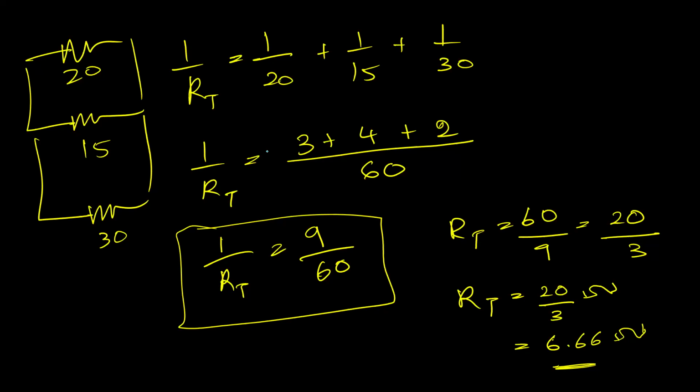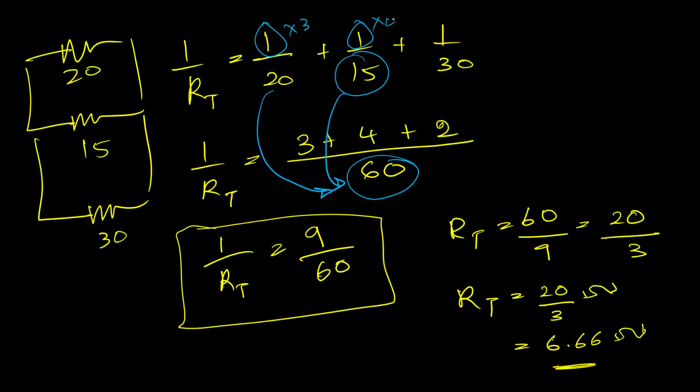That is known as the LCM method. Now, if you make the denominator to one value, for example, how did 20 become 60? I multiplied by 3. Then the upper one also should be multiplied by 3. That's how I got the 3. 15, how did it become 60? I multiplied it by 4. Then the numerator also should be multiplied by 4. Whatever you do to the denominator, you have to do to the numerator also.